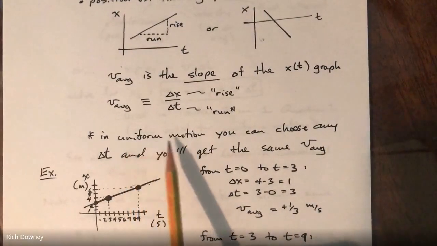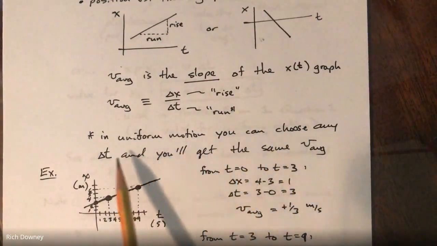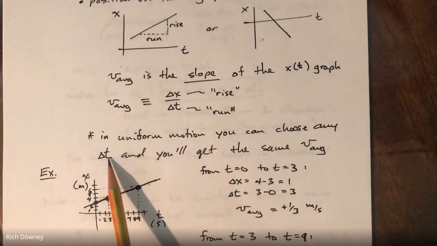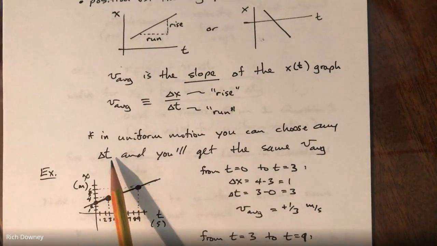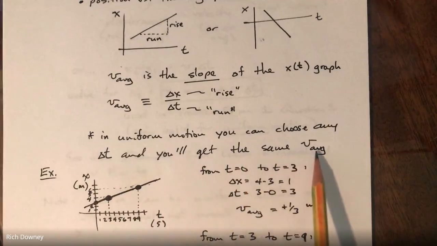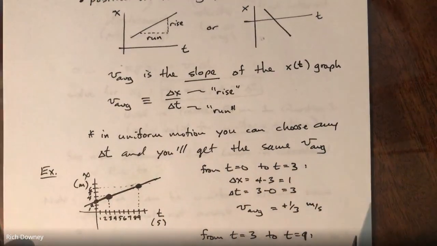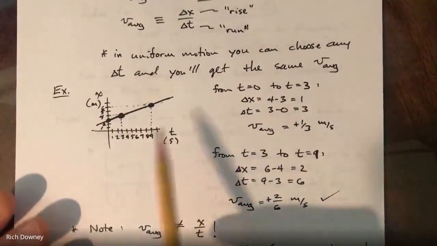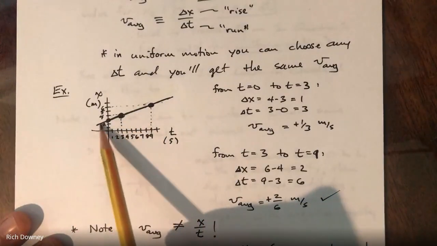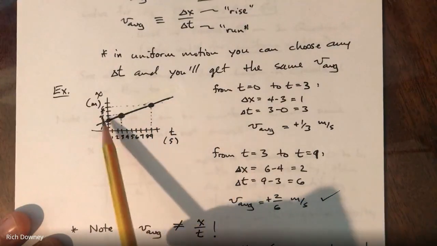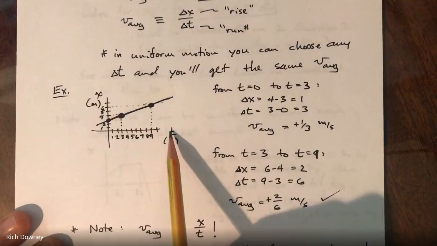So the point of uniform motion is that you could look at any particular delta t, any particular time interval that you are interested in, and you're always going to get the same average velocity. So just as an example of that, here's some uniform motion depicted on an x versus t graph.